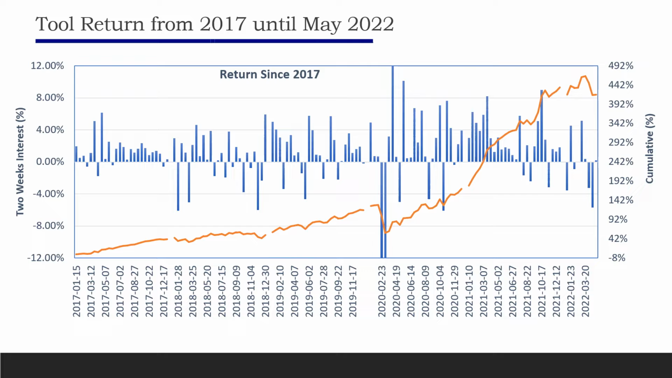Here you can see the performance of this method since 2017 until May 2022. On the right axis, you can see the accumulative return of this method, which is a little bit more than 400%. And on the left axis, you can see the return of each individual 2 weeks package.